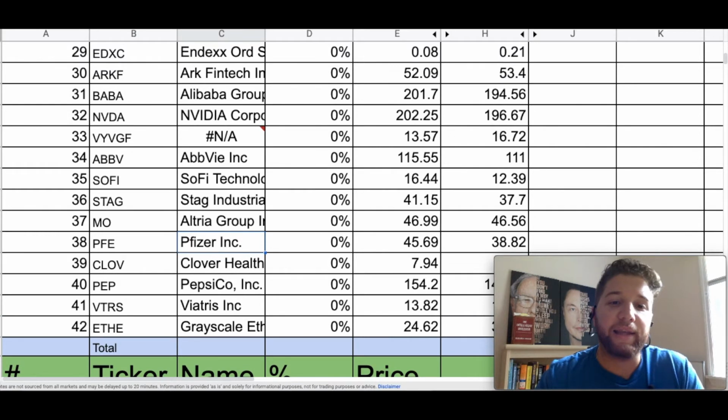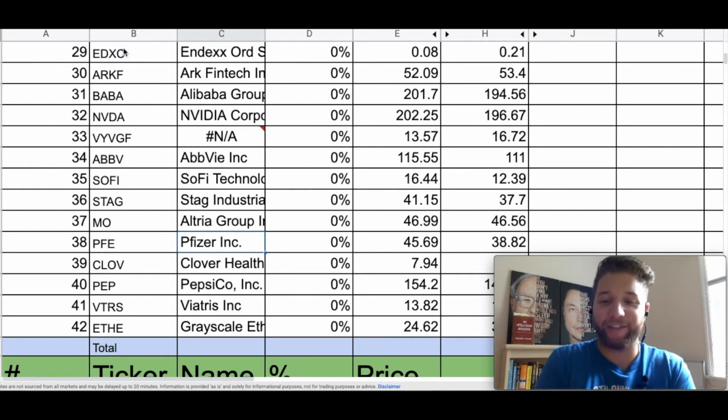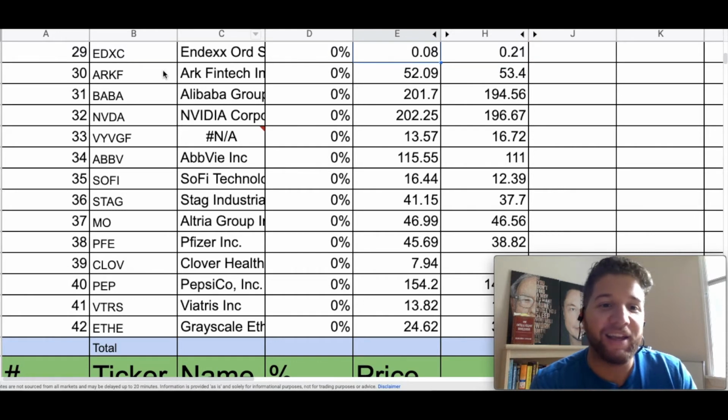Number 29, EDXC, CBD Unlimited. This is a company I bought very early on in my investing career, probably 3 years ago. As you can see, down quite a bit. Has not panned out so far, but it's a CBD company. It's interesting, but it is a penny stock, so I'm just hoping to break even here, just holding to see what happens. Might sell it, we'll see.